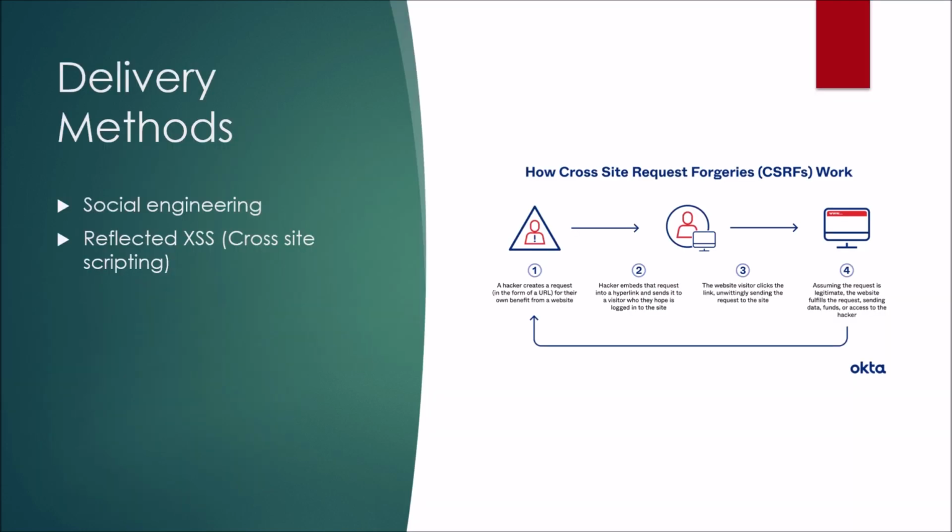changing the email address of that user. Some delivery methods for CSRF: social engineering is one of them. The attacker can send a phishing email directing the user to their malicious website, which then performs the action on the intended website. Also, reflected cross-site scripting could be used to inject a script that directs the users to a website. So that's also another delivery method.